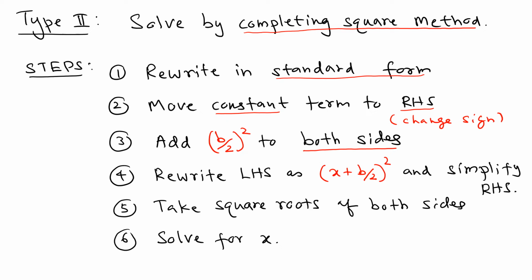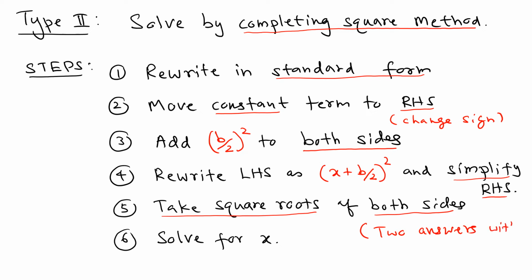And then rewrite the left hand side as a complete square. It is always going to be x plus half of the coefficient of x, the whole thing squared. That's a complete square. And then you simplify the right hand side, and then you have to take the square root of both sides. But when you do that, you're going to get two answers.